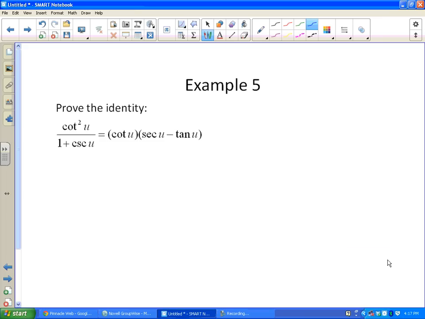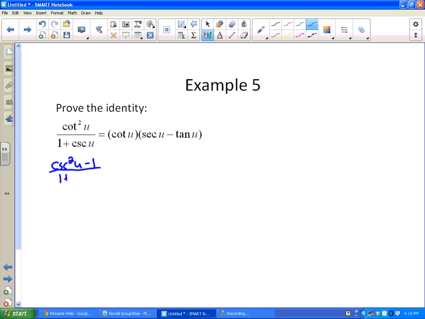Example 5. This one's a tricky one because both of these sides seem kind of unpleasant and difficult to work with. So let's just see if there's anything that we can do with the left side. I may have commented to some of you at some point that it's almost never a good idea to change cotangent squared into its identity, which would be cosecant squared u minus 1. The key thing there is it's almost never a good idea, but that means sometimes it is.